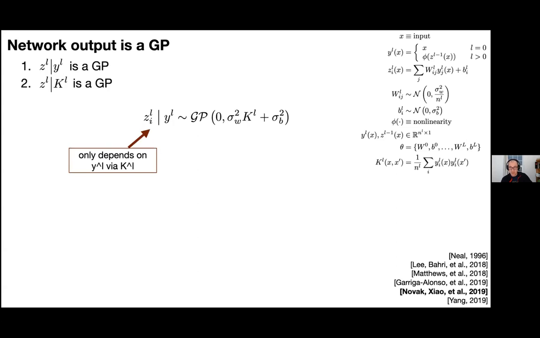But if we just look at this for a moment, we can notice that ZL only depends on YL through its second moment matrix, KL. Because of this, we can say that ZL is a Gaussian process conditioned on the second moment matrix KL rather than conditioned on YL. And just for reference, I've added the equation for the Gram matrix or second moment matrix on the right.